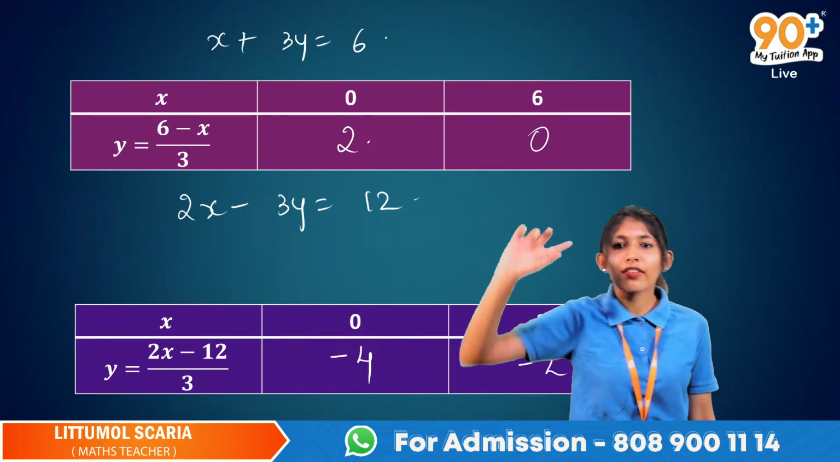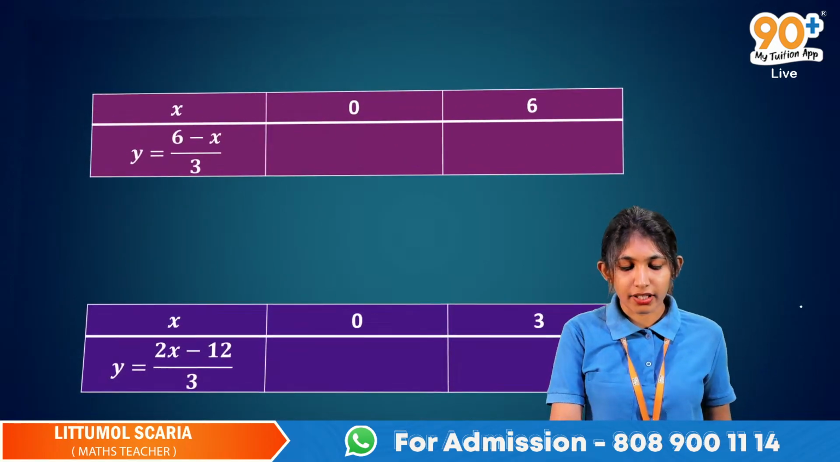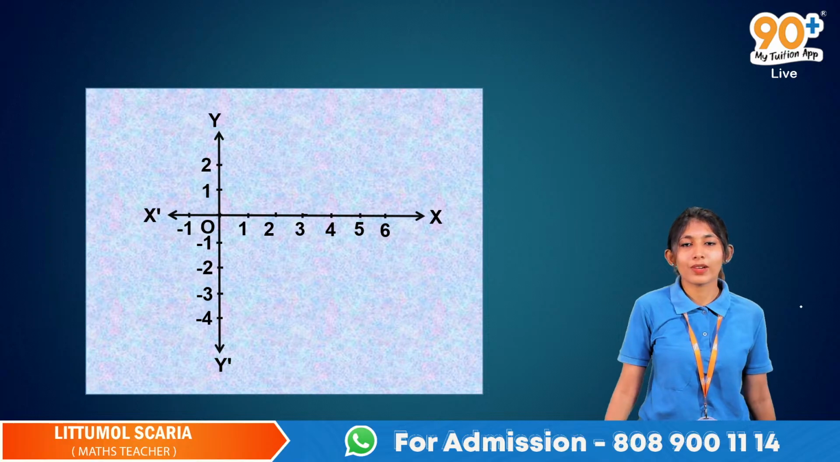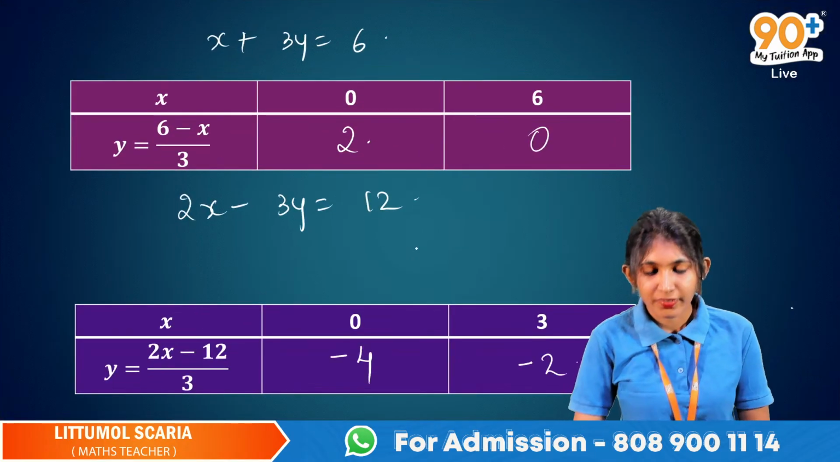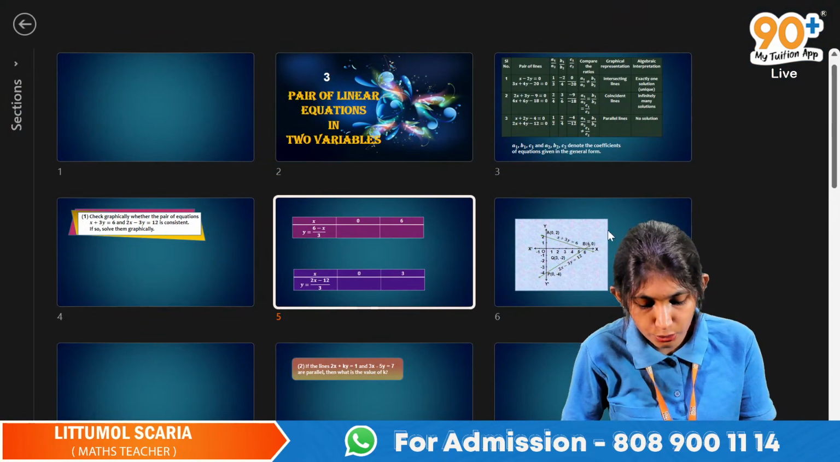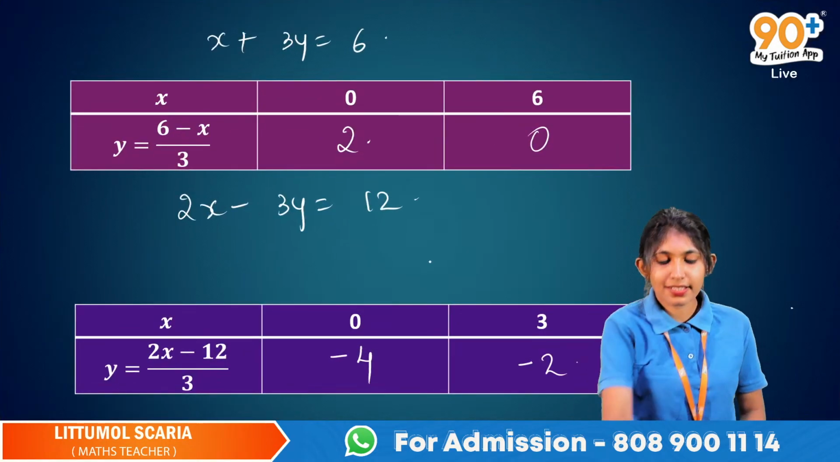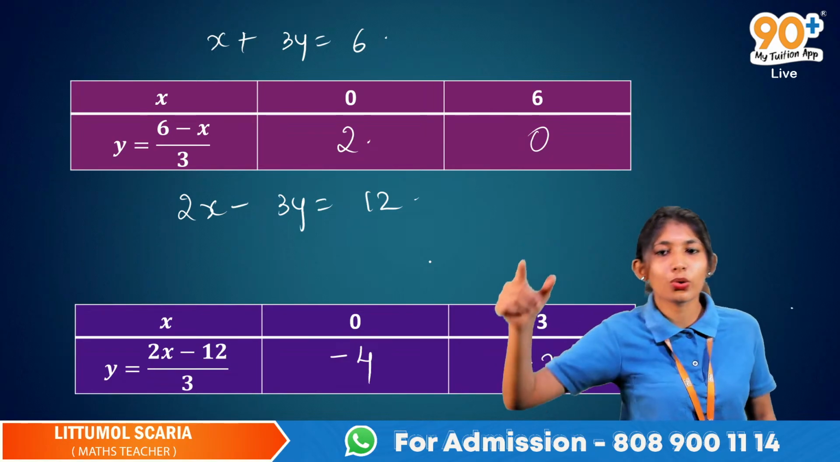Now since we have got 2 points, we can draw the graph. So how will you draw the graph? We have an xy plane with some values 1 2 3 4 5 6. The first point is (0, 2): x is 0 and y is 2. The second is (6, 0): the x coordinate is 6 and the y coordinate is 0.